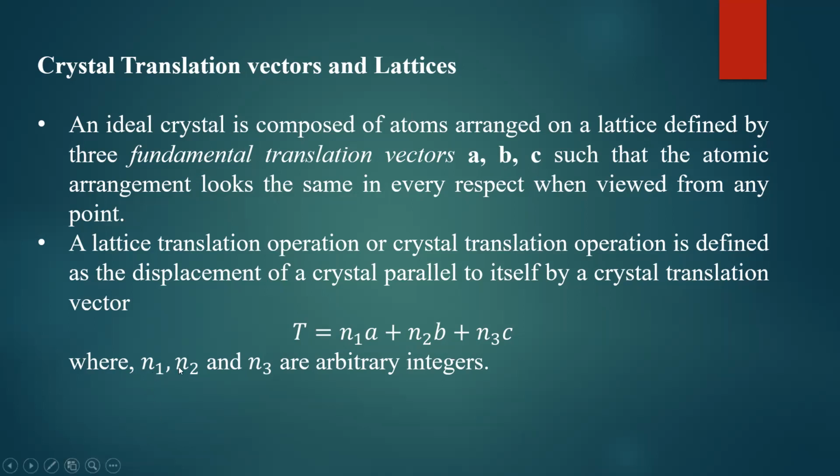And here n1, n2, n3 are arbitrary integers, that is the distance moved, the distance by which the system is translated. A vector T connects any two lattice points. If you move the system from one position to another position, then it is just like moving the system from one group of lattice points to another group of lattice points.